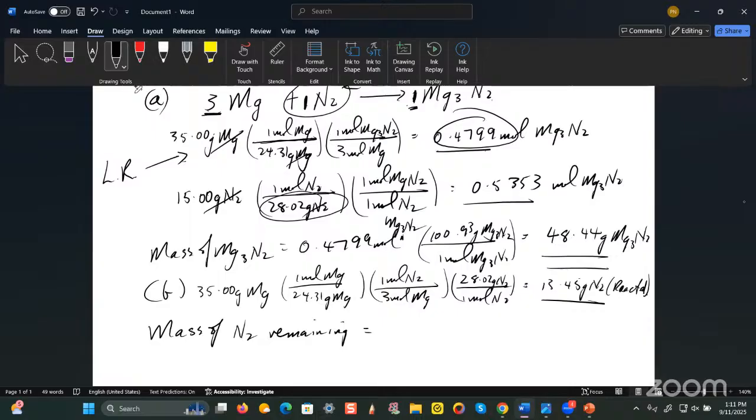How about you guys out there in Zoom? If this is the amount of nitrogen that reacted, how do we find the amount of nitrogen that remains? Okay, and what was the given amount? 15.00 grams of nitrogen that was given. And we're going to subtract from that 13.45 grams. You're correct: 15 minus 13.45. So the answer is 1.55 grams of nitrogen remaining.